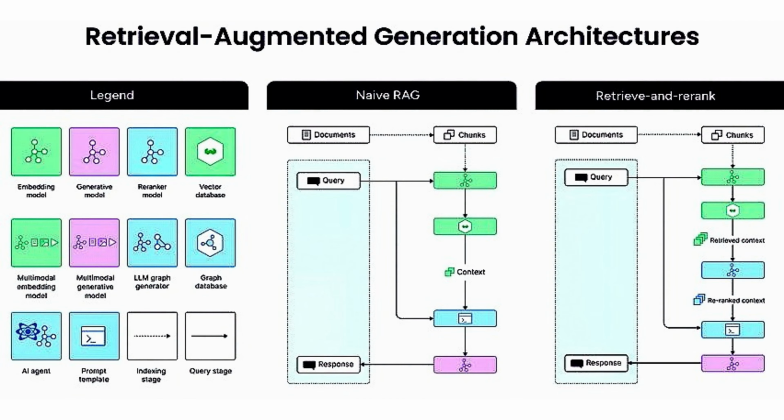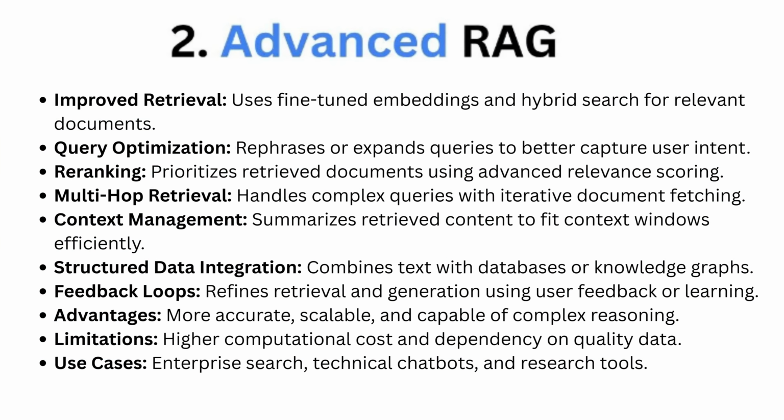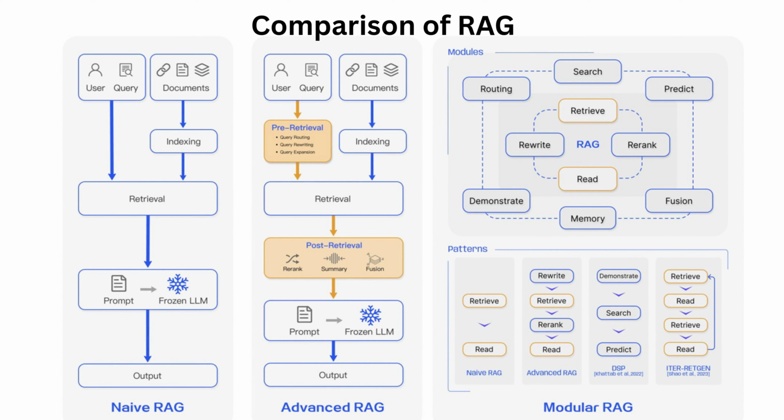RAG keeps evolving, with variants tackling scalability, accuracy, and more. As of 2025 trends, here are 7 prominent ones that build on the basics.